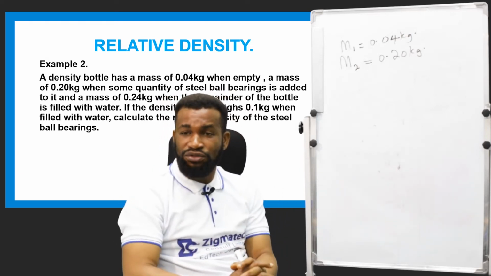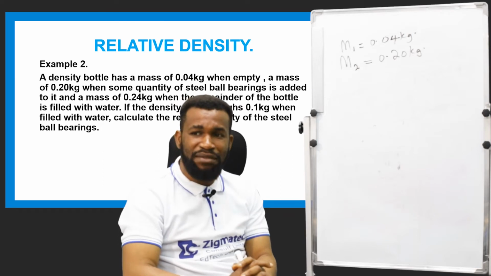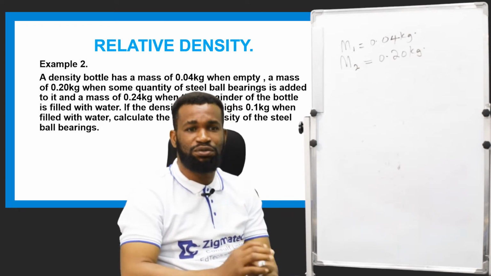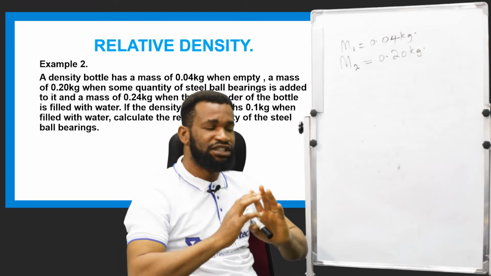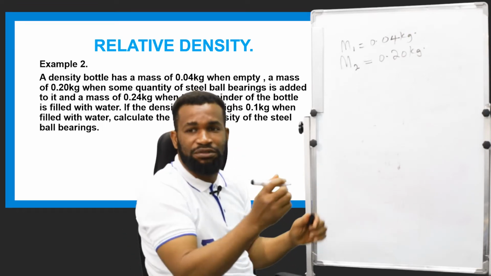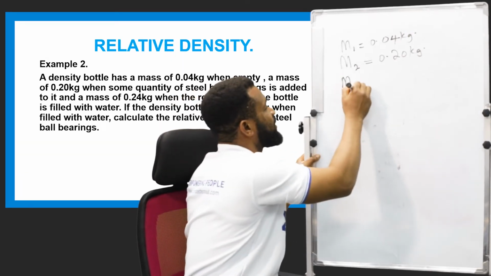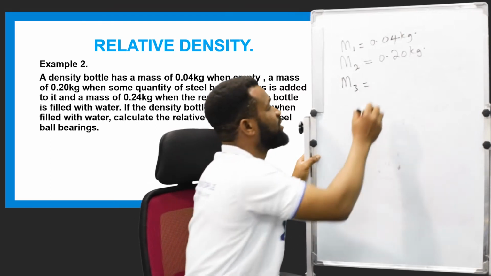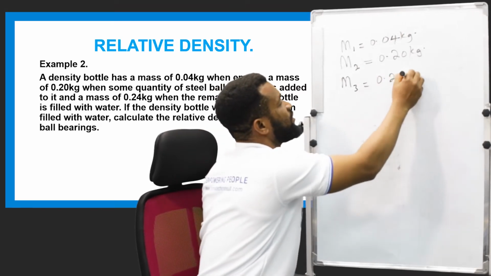Then the next one is the mass of 0.24 kilogram when the remainder of the bottle is filled with water. So the remainder of the bottle is now filled with water. I'm going to call that one M3, and that is going to be 0.24 kilogram.